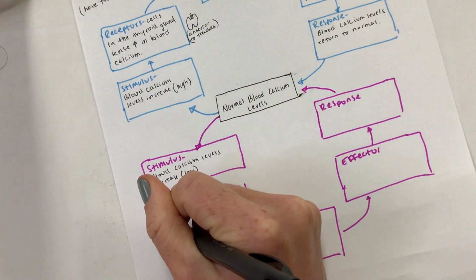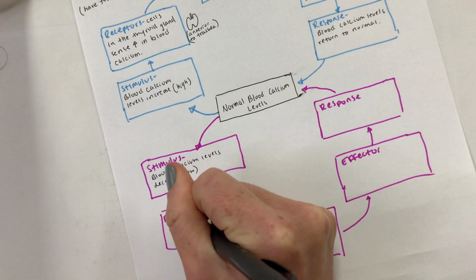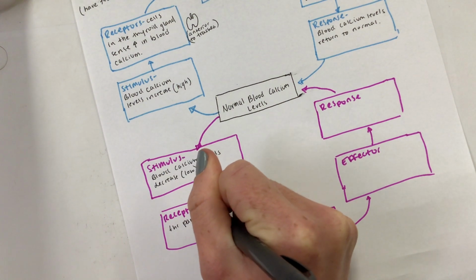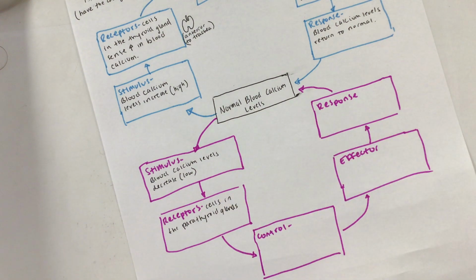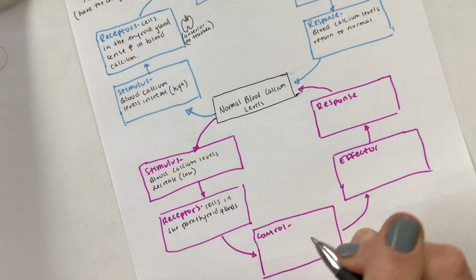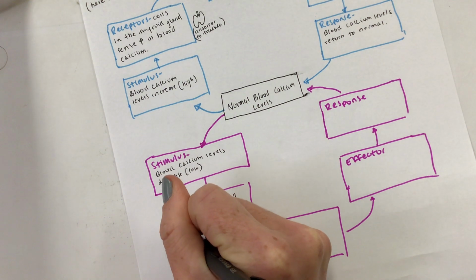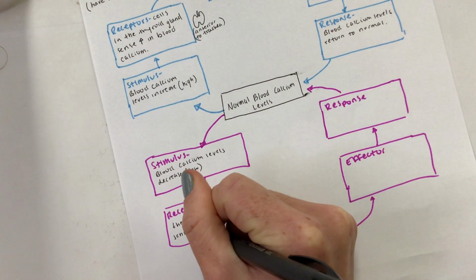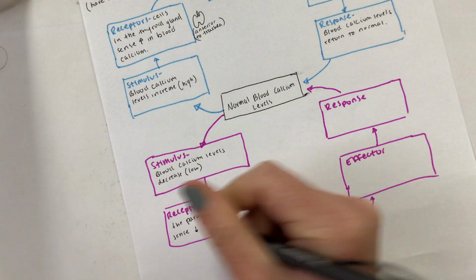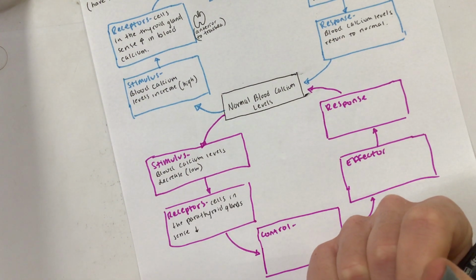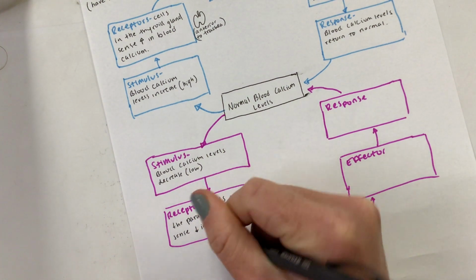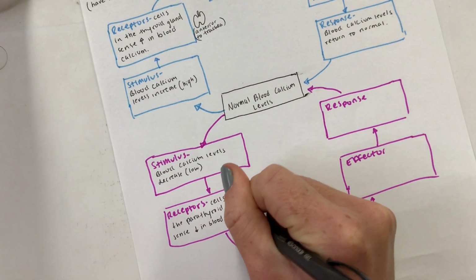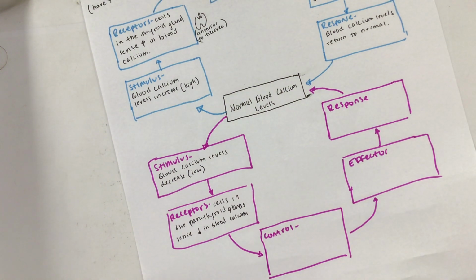in the parathyroid glands. So cells in the parathyroid glands sense low calcium levels, or sense a decrease in blood calcium. We'll phrase it the same way as above. So cells in the parathyroid glands sense a decrease in blood calcium.